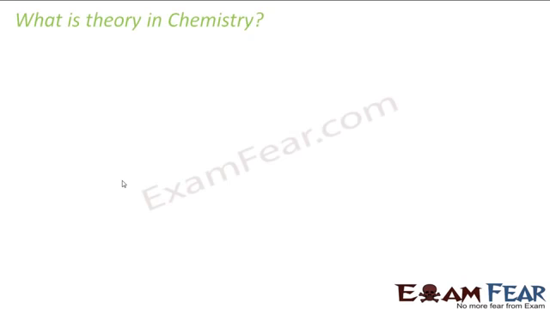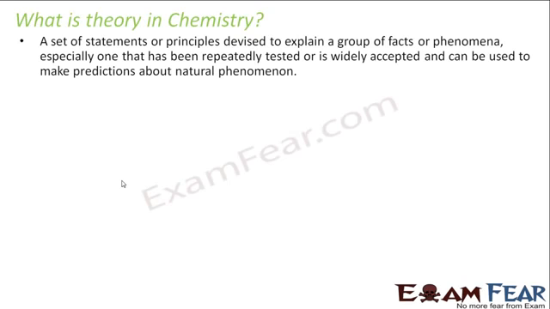I told a lot about theory. Let's understand what a theory is in chemistry. A theory is nothing but a set of statements or principles devised to explain a group of facts or phenomena, which has been found by repeated testing, and it is widely accepted. These theories can also be used to make predictions.